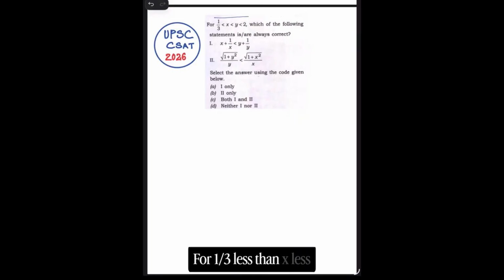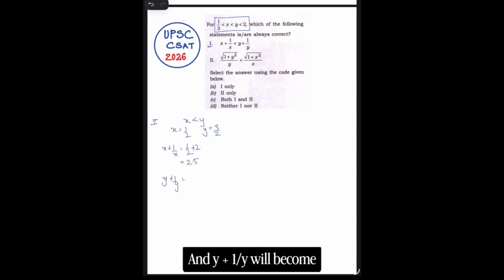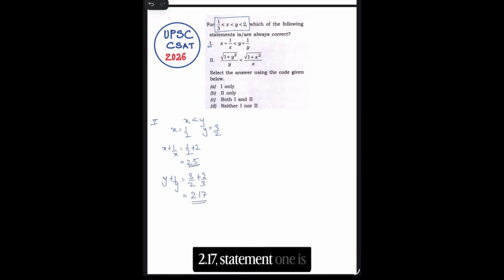For 1/3 less than x less than y less than 2, which of the following statements is or are always correct? So first statement is x plus 1/x is less than y plus 1/y. Since x is less than y, let us take x as 1/2 and y as 3/2. So x plus 1/x will become 1/2 plus 2, which is equal to 2.5. And y plus 1/y will become 3/2 plus 2/3. So 3/2 is 1.5 and 2/3 is 0.67. So this comes out to be 2.17. Since 2.5 is not less than 2.17, statement 1 is not correct.